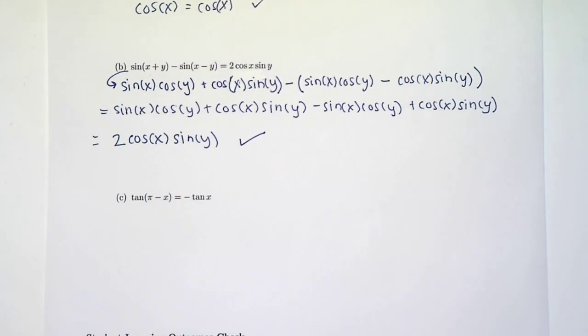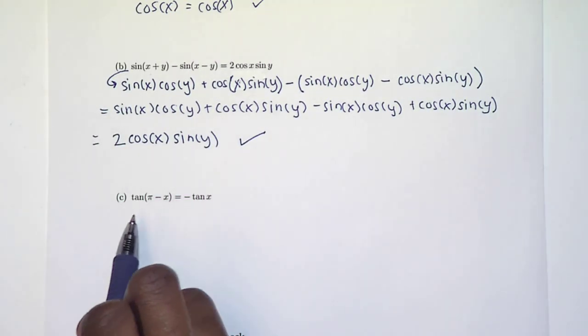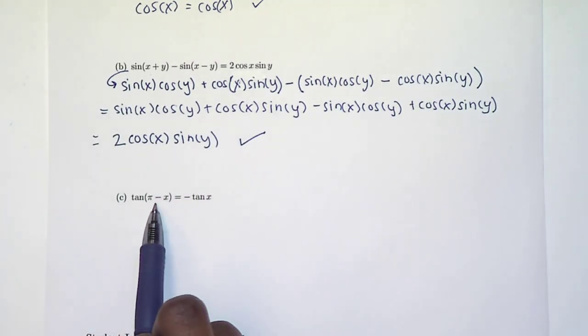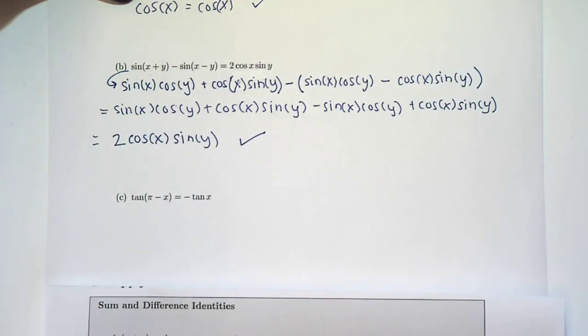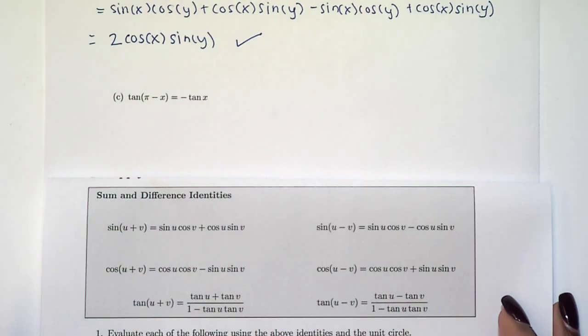All right, let's look at the last one. This says tangent of pi minus x equals negative tangent of x. Over here, I see subtraction, so I can use my identity for tangent. We haven't used this one a lot today, so it may not be fresh in your brain.